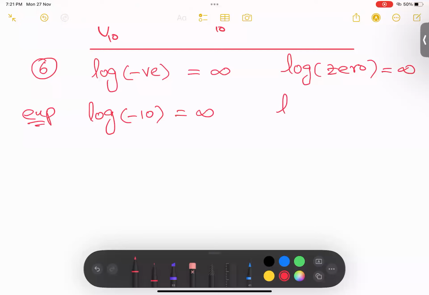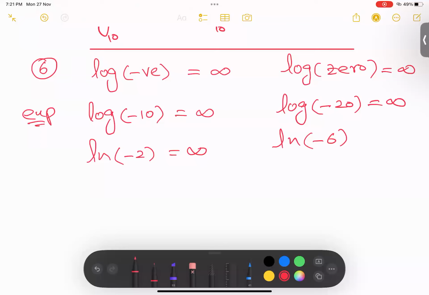If you type logarithm of -20, it gives you a math error again. So learn one lesson from here: whenever negative numbers come, even if you type ln of -2, please check your calculator, it gives you a math error again. Log of -6, or if you type 0 here, it gives you undefined. I think property number 6 is very clear.